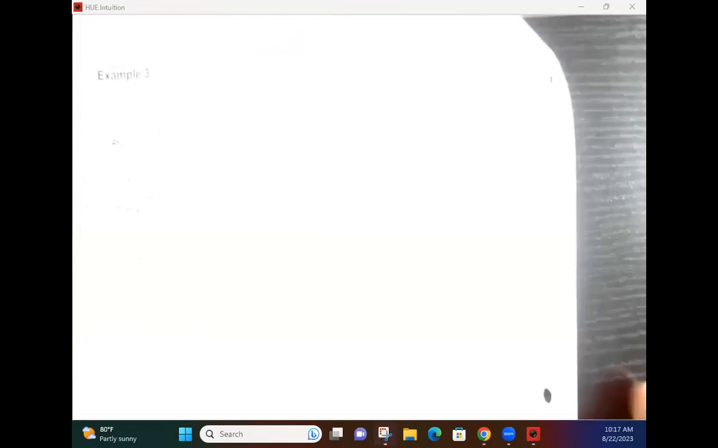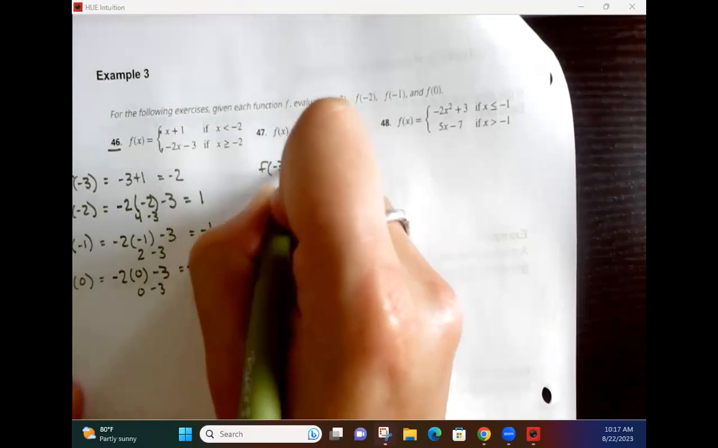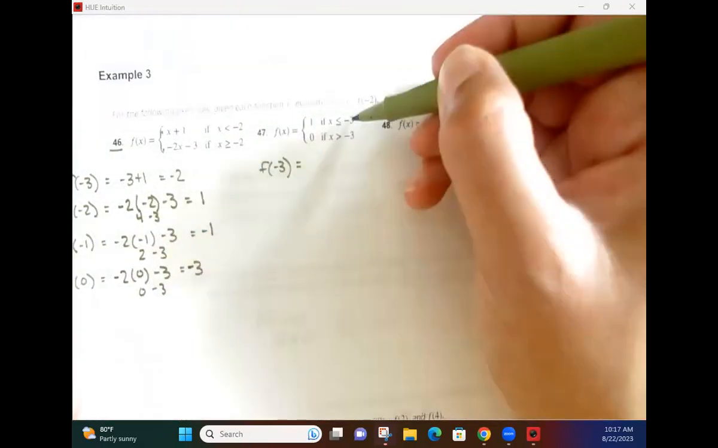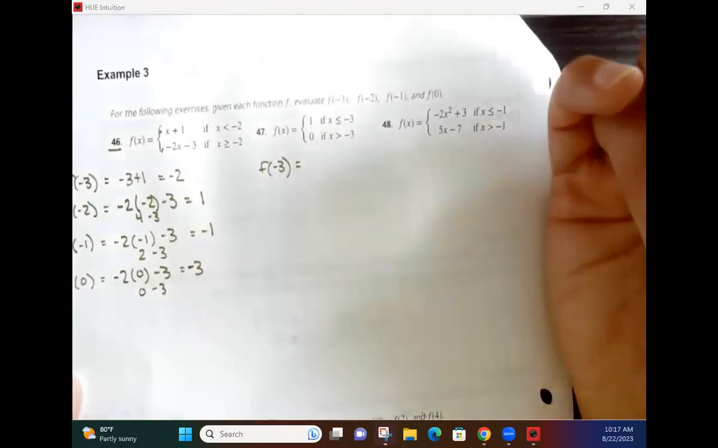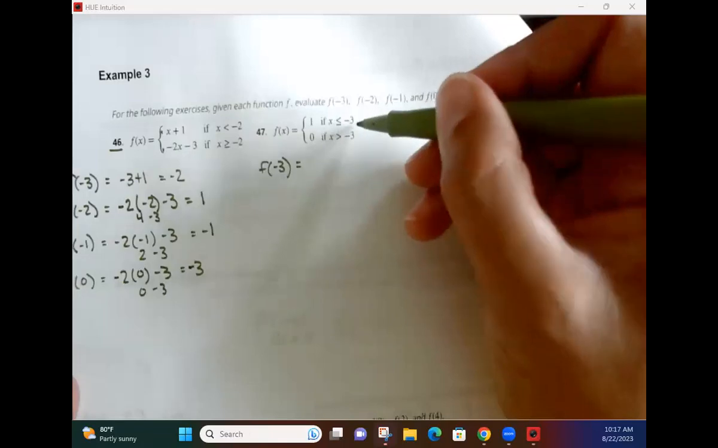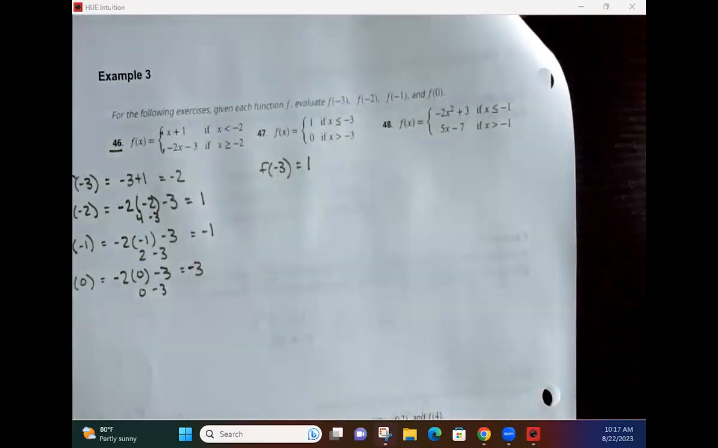Okay. So for the next problem, same idea. This one should go really fast. f of -3. Is that the top piece or the bottom piece? The top, since the "or equal to -3" means it's got to be the top. The reason this one's going to go fast is because these are horizontal lines that we're looking at here. It's either at 1 or it's at 0 for that function value.